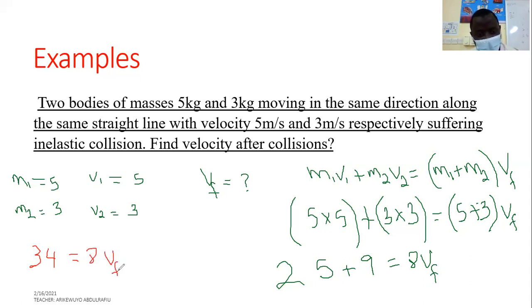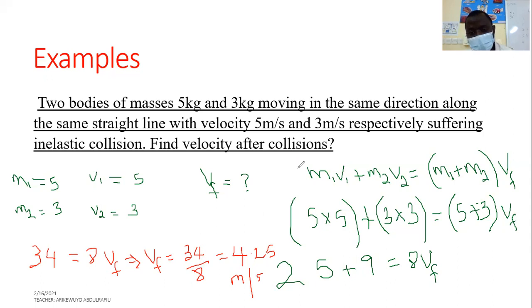I'm sure you can find VF from here. So the final velocity will be equal to 34 divided by 8. So what is 34 divided by 8? 4.25. So the two of them will move with the same velocity of 4.25 meters per second. This is an inelastic collision.